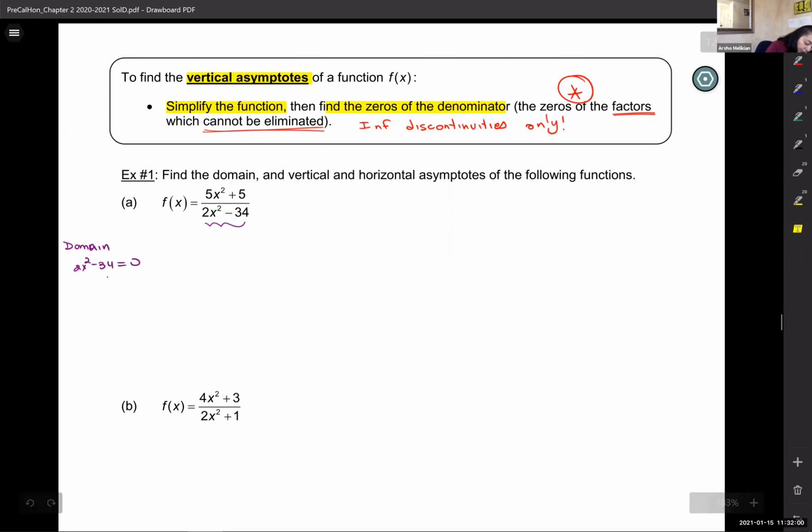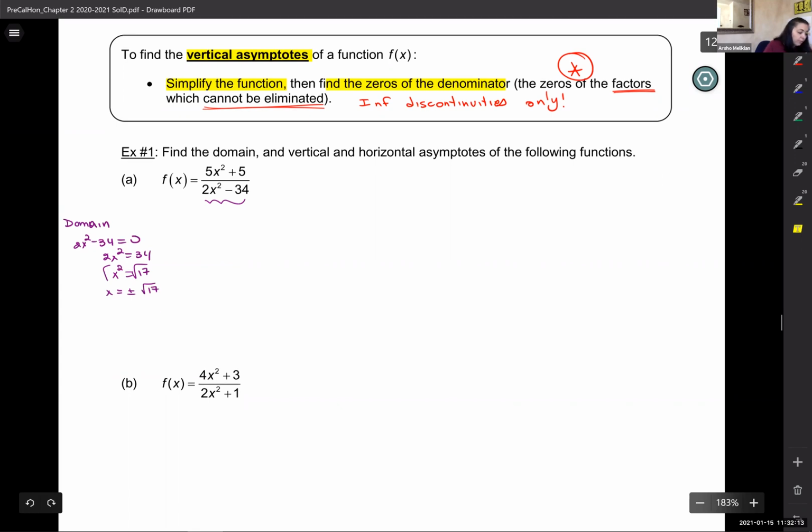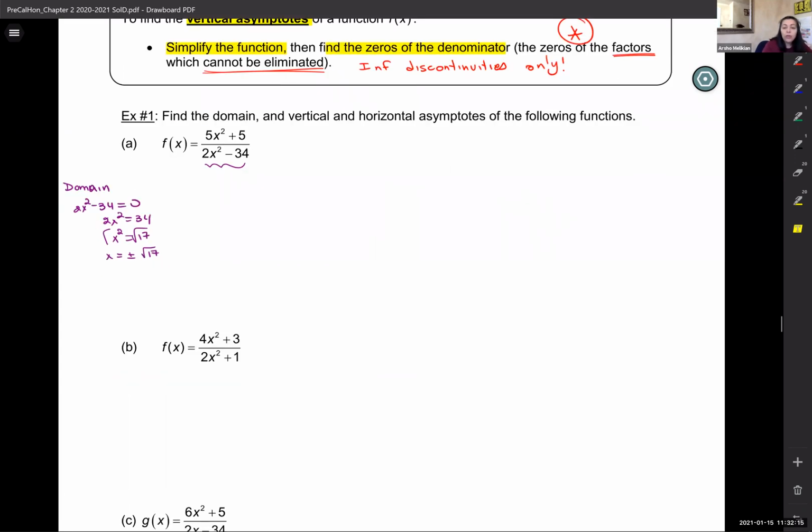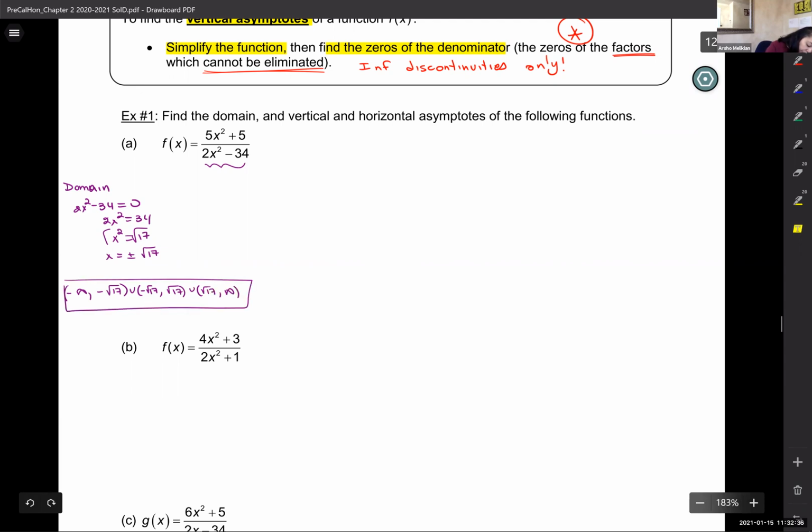I add 34, so 2x squared equals 34. X squared equals 17. Take a square root. X is plus or minus root 17. So at those points, I have an infinite discontinuity. So the domain is negative infinity to negative root 17, negative root 17 to positive root 17, and root 17 to infinity. That's the domain.